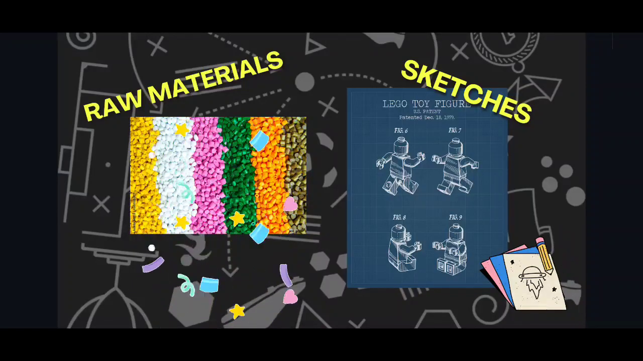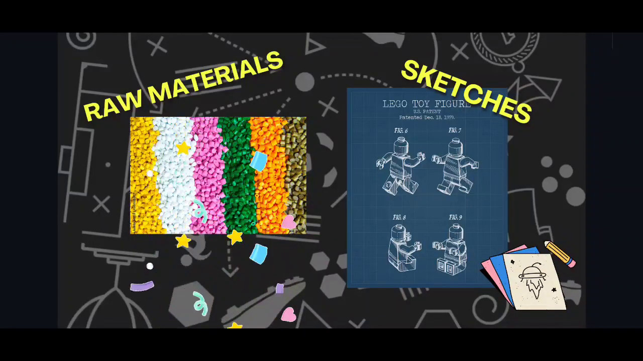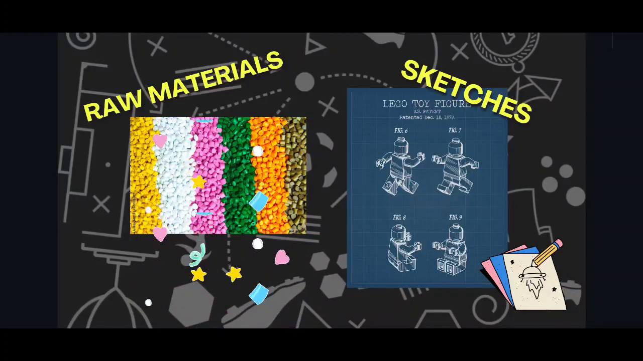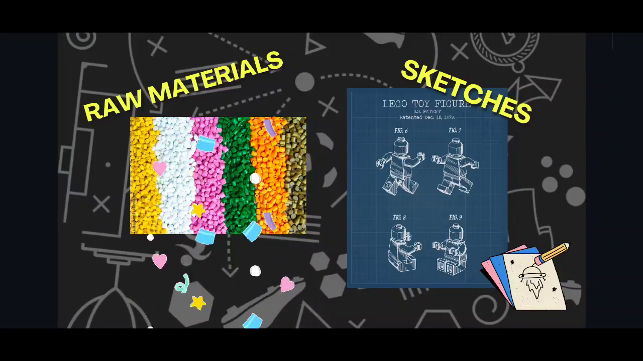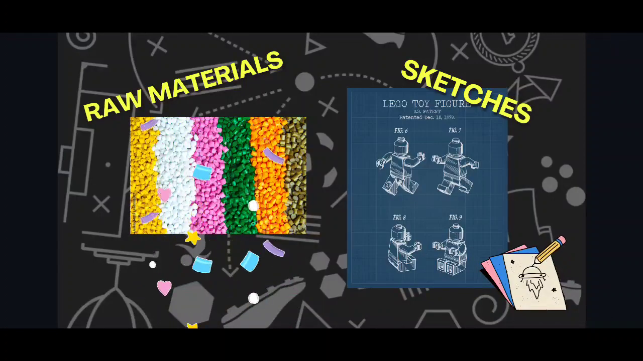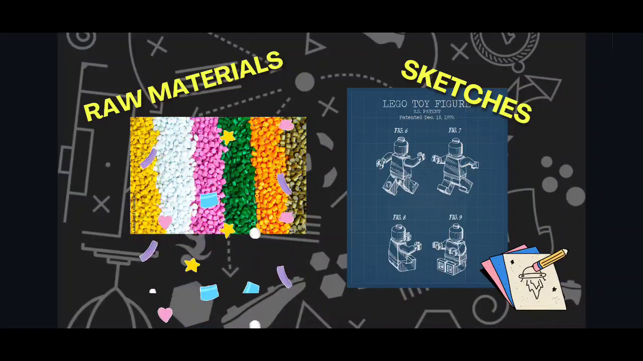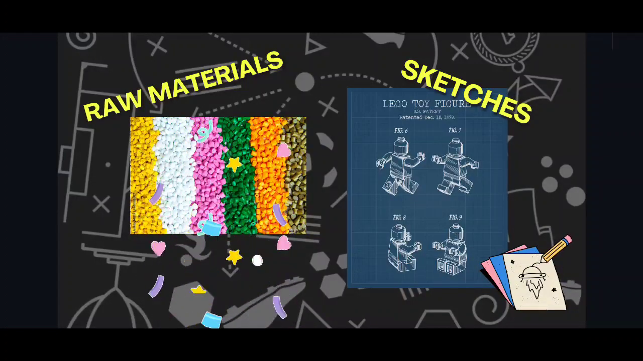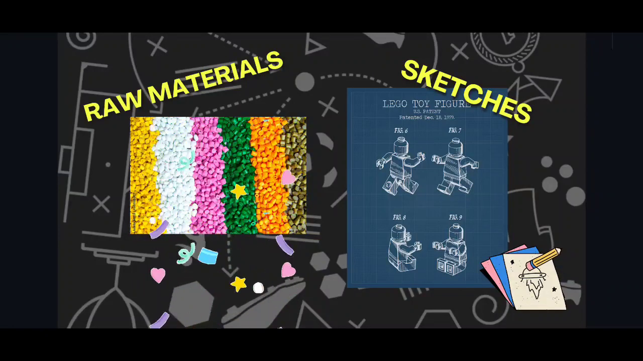Different types of plastic can be used, each with its unique properties. Some are chosen for their durability, while others might provide specific colors or textures. The choice of plastic pellets ensures that the toy meets safety standards and looks the way it's supposed to.